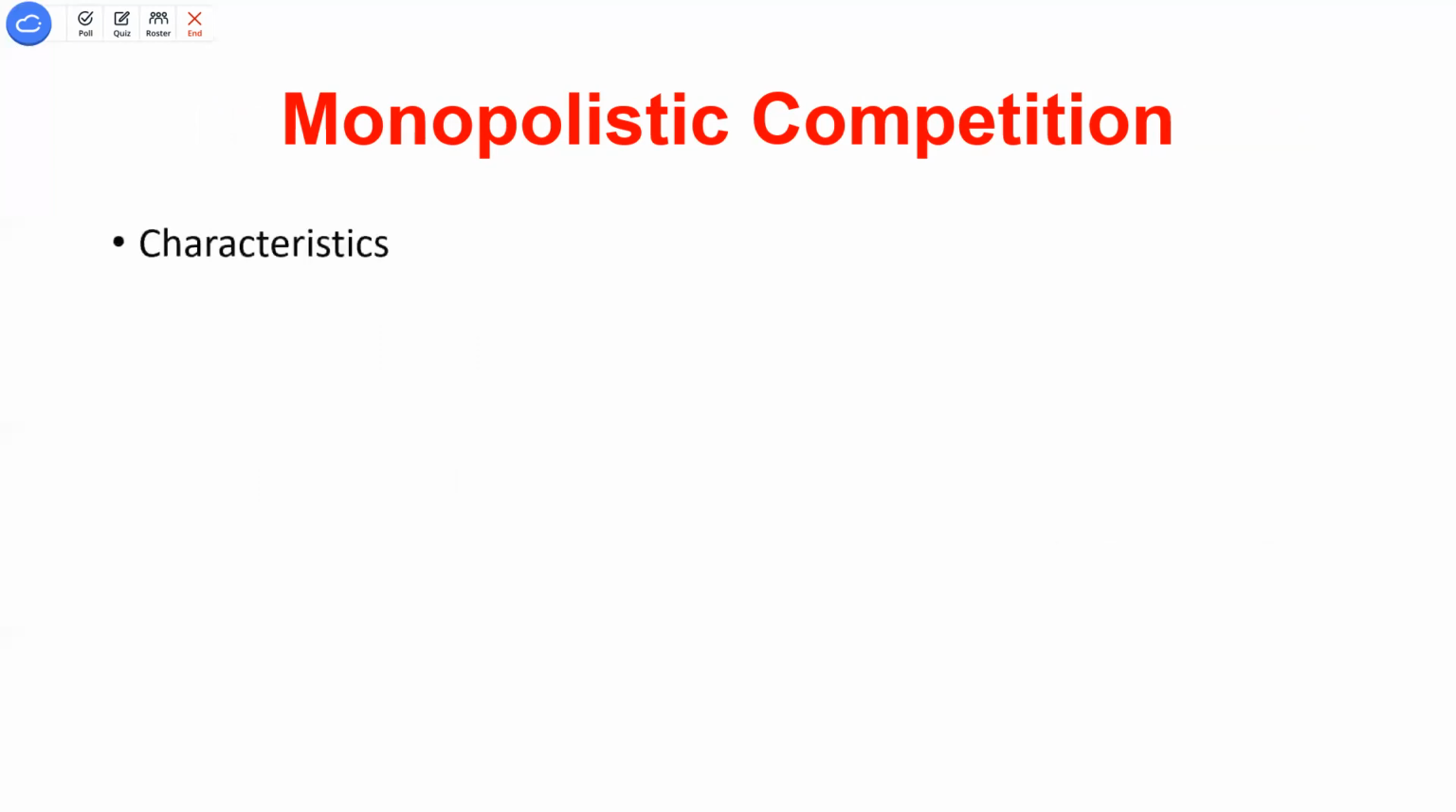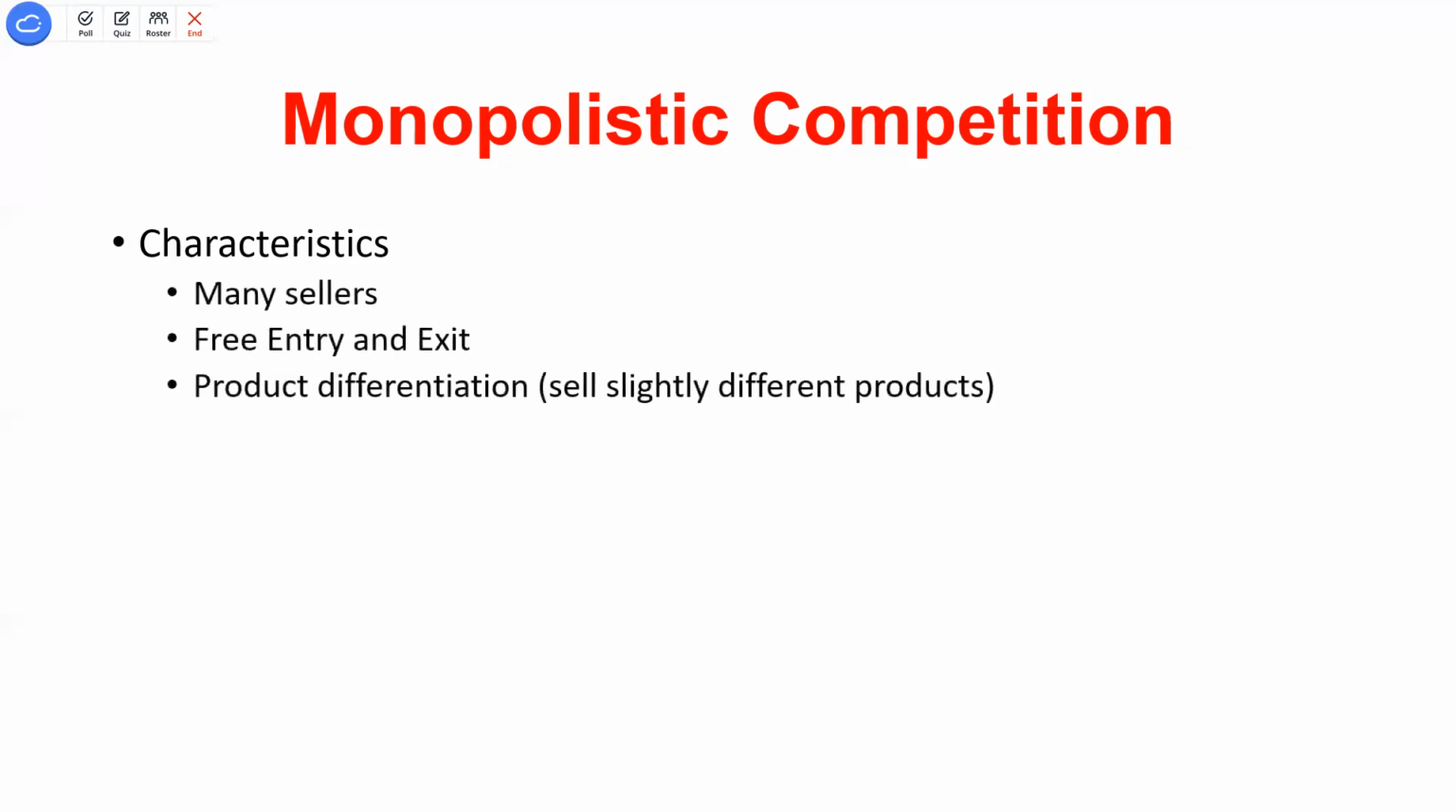Okay? So what are some characteristics of monopolistically competitive markets? Well, like perfectly competitive markets, we're going to have a lot of sellers. Firms are going to be able to enter and exit freely, right? So there's no regulation from the government or something that's forcing us to only have one or two firms.